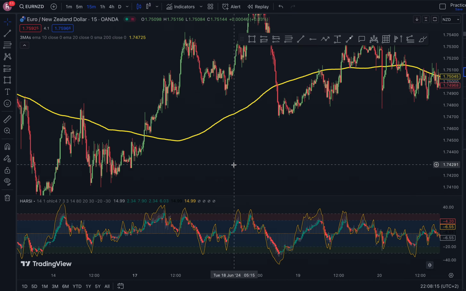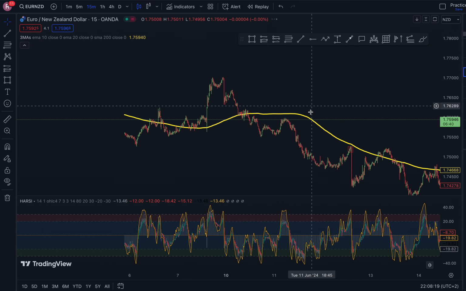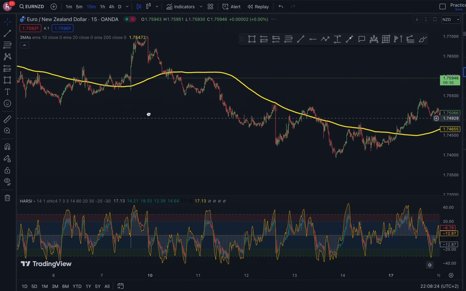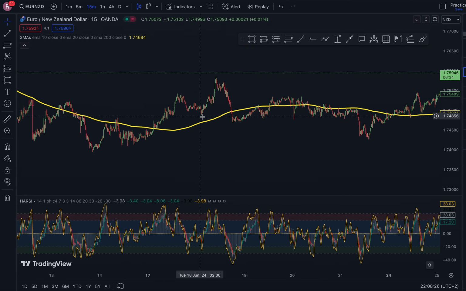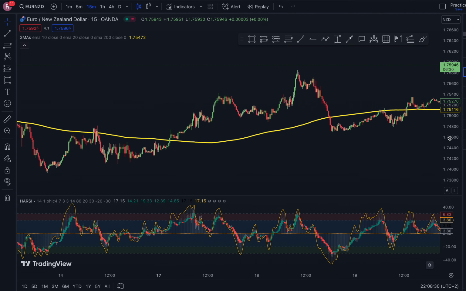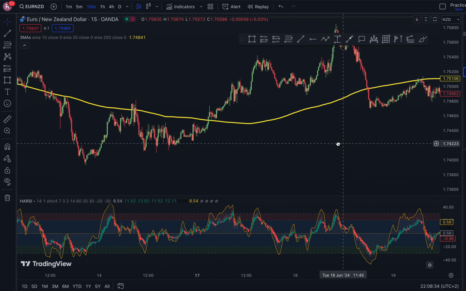All right, cool. There are only 2 rules to this. When EMA is above price, you're looking for sells. When EMA is below price, like such, you're looking for buys. Now, how do we confirm our buys or sells? We look for pullbacks.